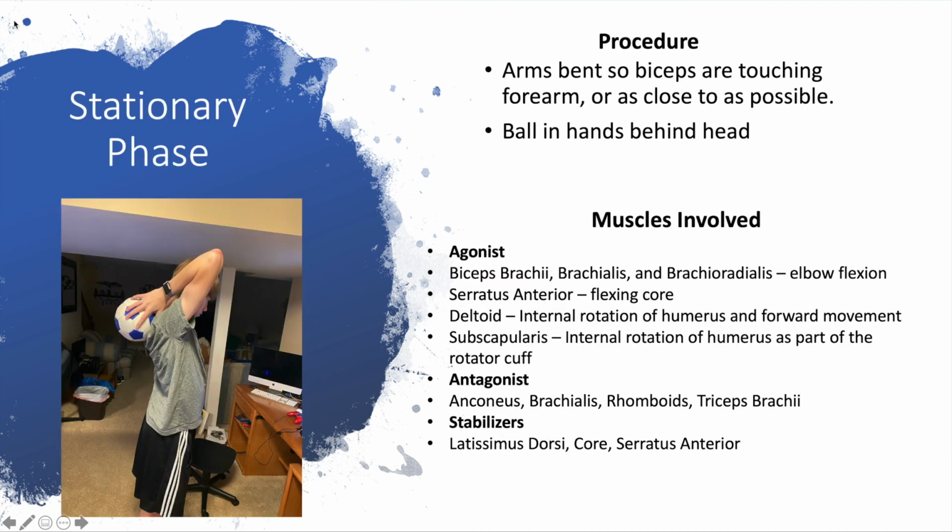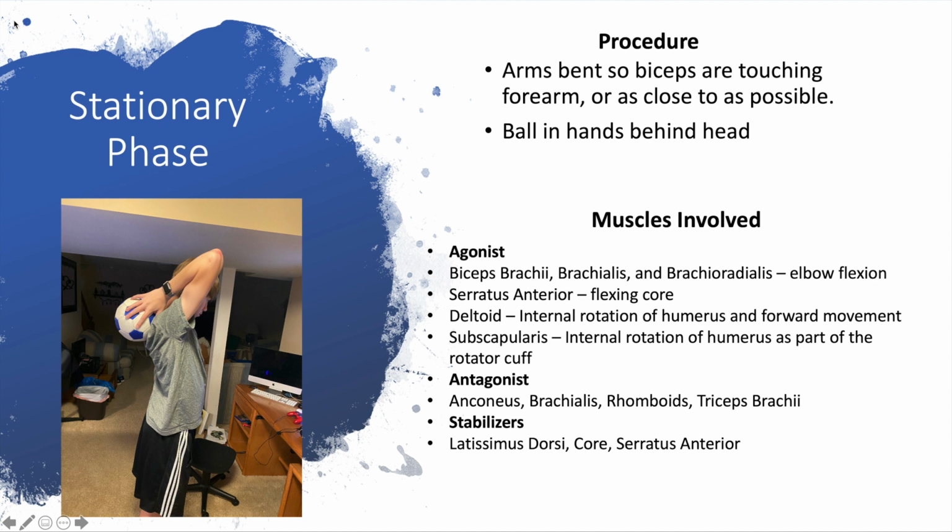So I broke it down into two phases. The stationary phase is the first one. So as you can see, I have my little brother posing here. Your arms are bent, so your biceps are touching your forearm or as close to as possible. The ball is in your hands behind your head, resting on your back.